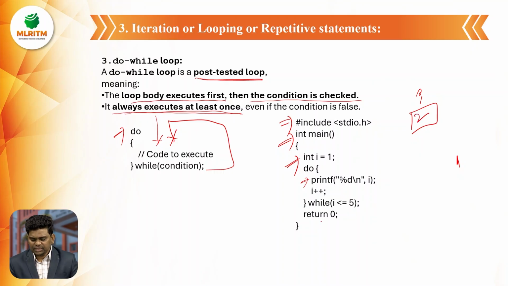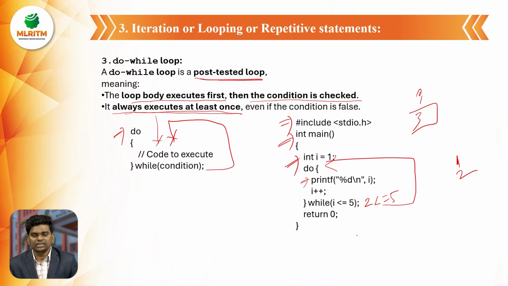Then you check the condition. So what is the condition here? 2 less than or equal to 5. Yes, the condition is true. So it goes directly to the do statement. What does the do statement contain? Directly we have printf and I plus plus. What is printf here? We are displaying 2, then I plus plus. I value becomes 3 now.